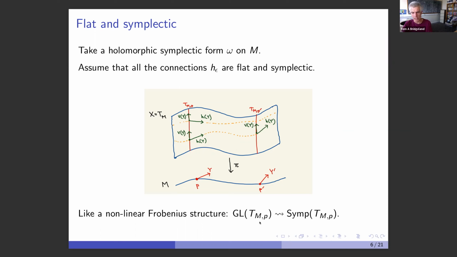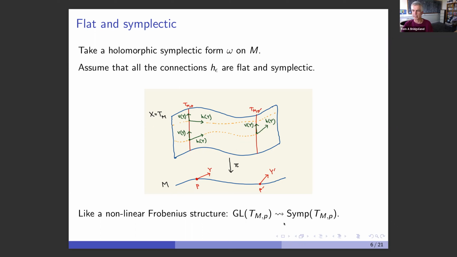One way of saying all that is that you've replaced the structure group GL of this vector space with the group of symplectic automorphisms of this vector space. So this is an infinite dimensional group instead of this finite dimensional group here.